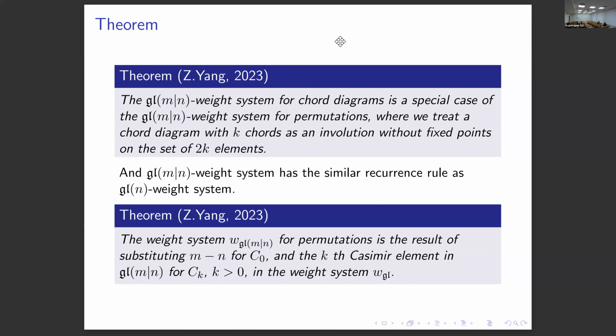Actually, you can use the first m plus n Casimir generators, then the remaining could be expressed in terms of the first m plus n, but not as a polynomial, but as rational functions.